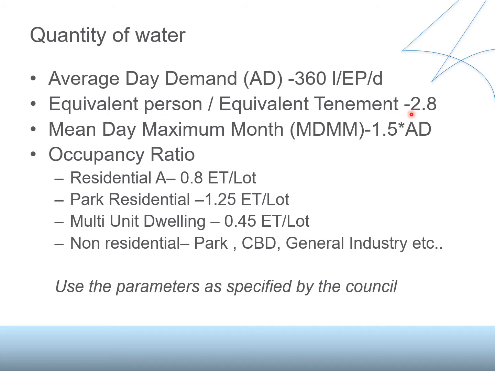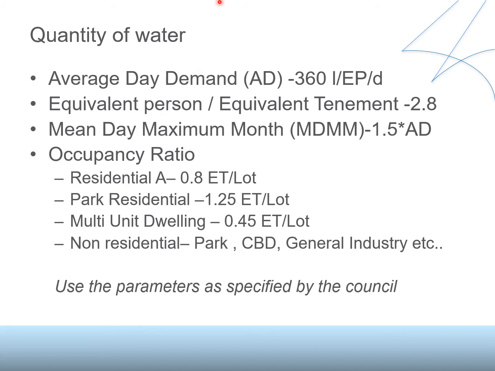There are other factors that are required for the design of the system. For example, mean and maximum flow, peak hourly flow, maximum daily flow, and so on. In guidelines, you'll get the average daily demand or average daily flow, and you'll get other relevant factors. So what is the peaking factor? What is the value of mean day maximum factor? These kinds of factors are also provided in the guidelines.